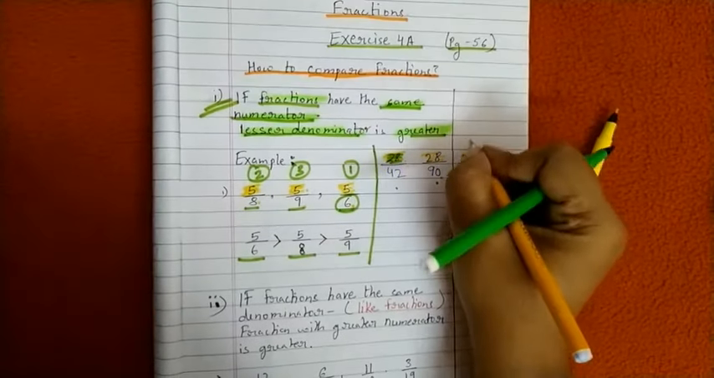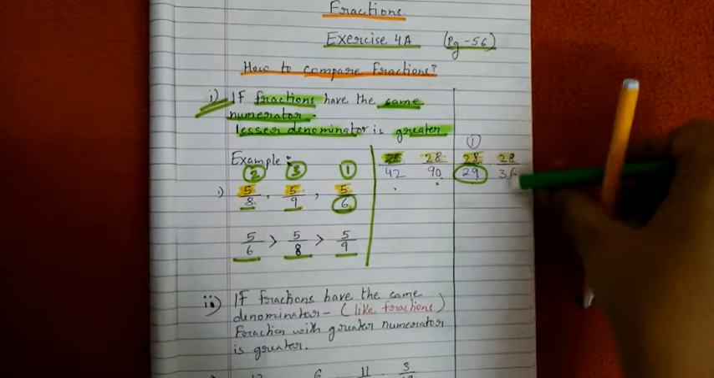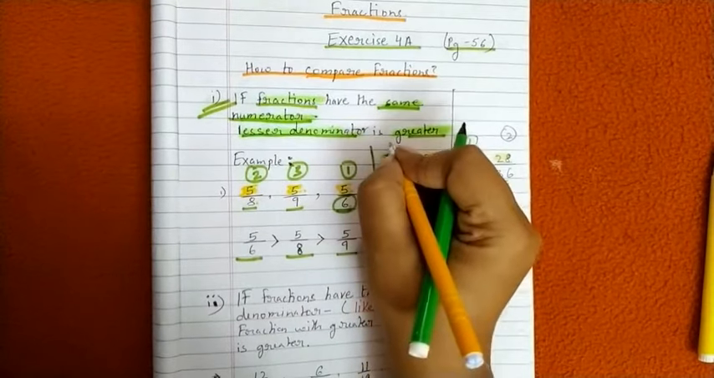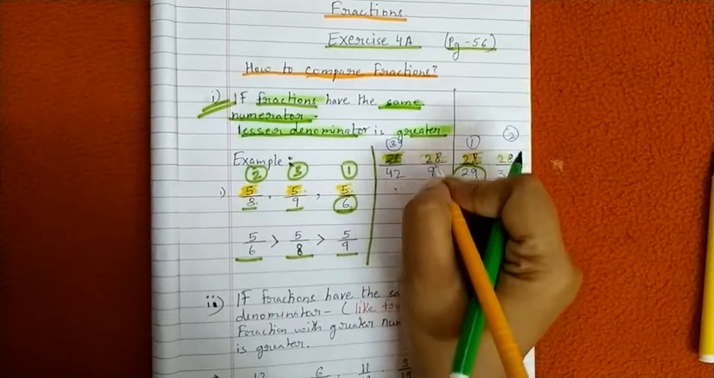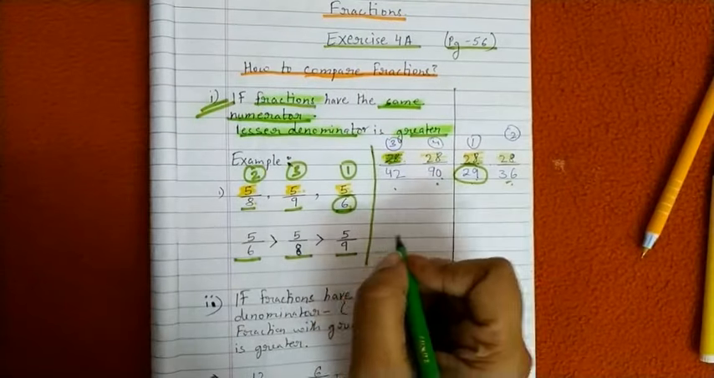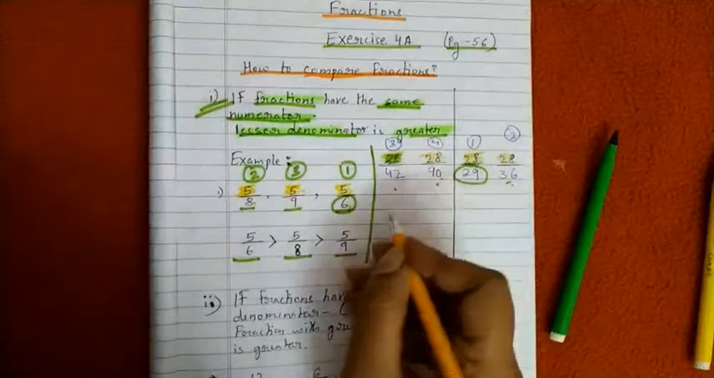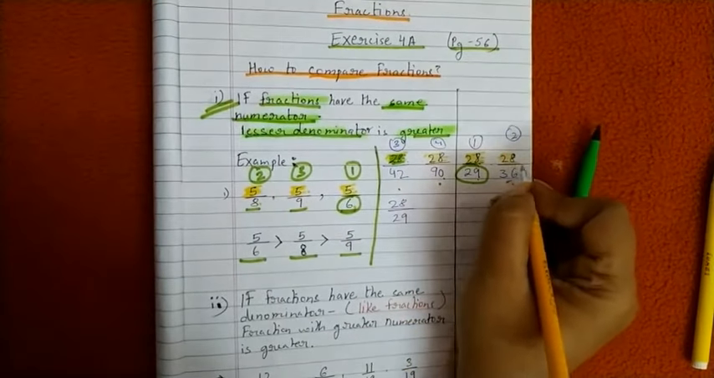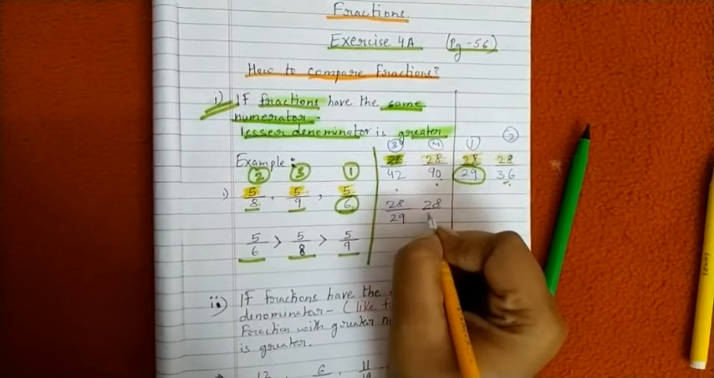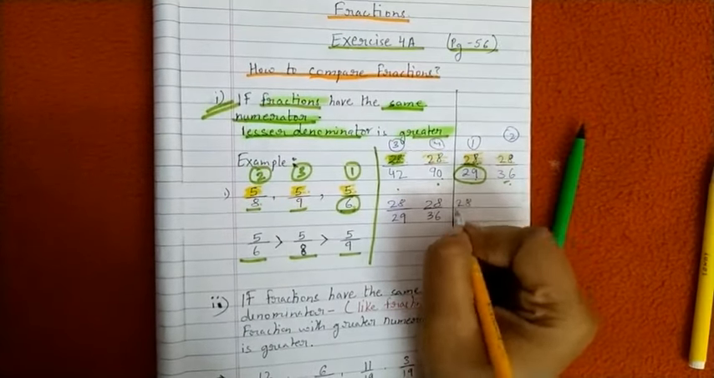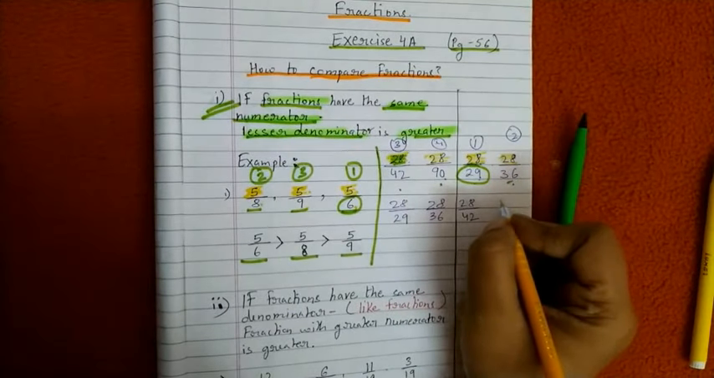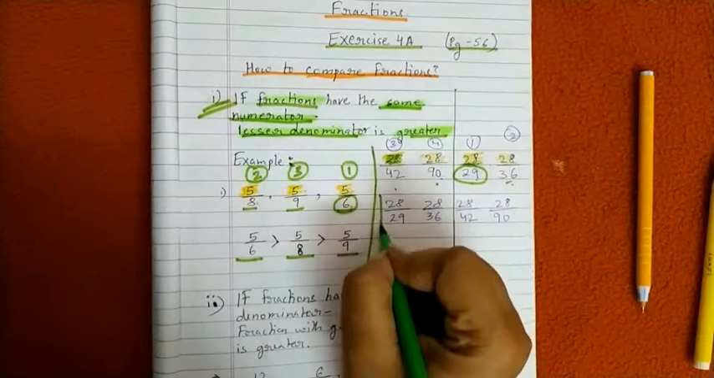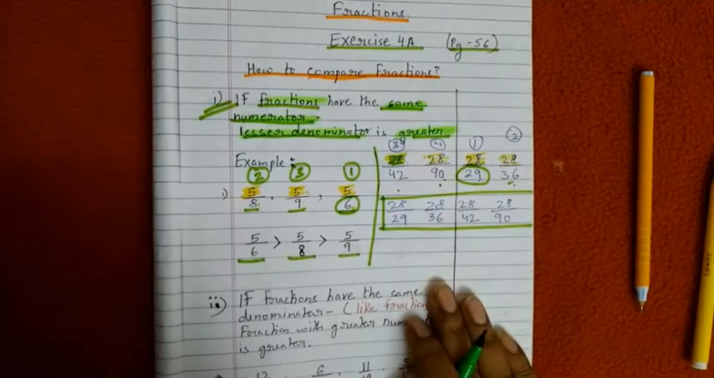So it will be 1, the greatest one. Then 36, so it will be 2. Then 42, it will be 3. And then 90, it will be 4. So what is the biggest fraction here? The biggest fraction is 28 upon 29, then 28 upon 36, 28 upon 42, and 28 upon 90 is the smallest one. So children, this is your answer. Is it clear?